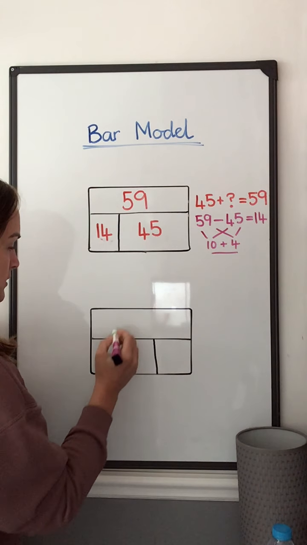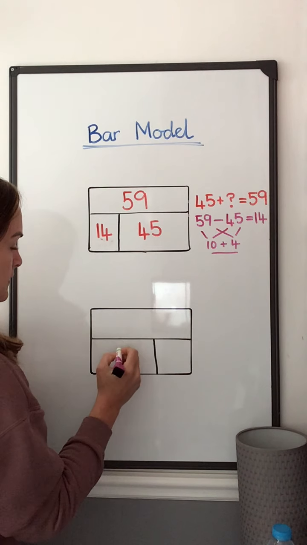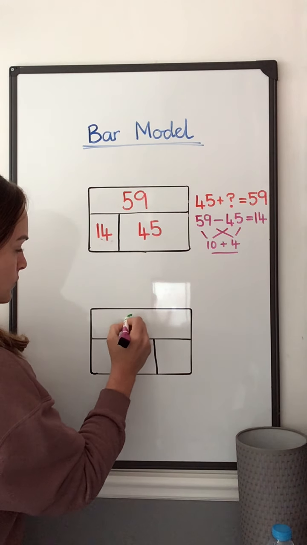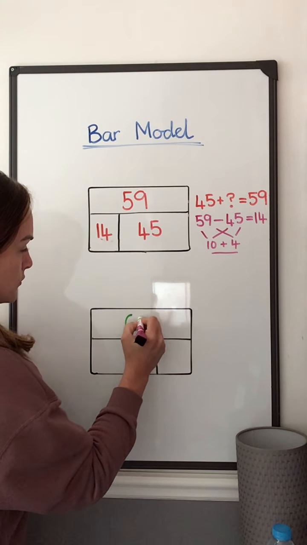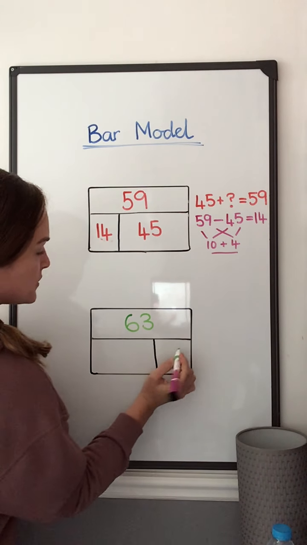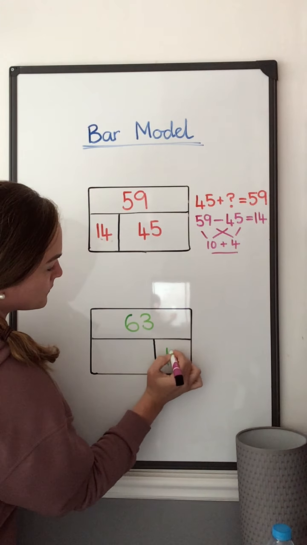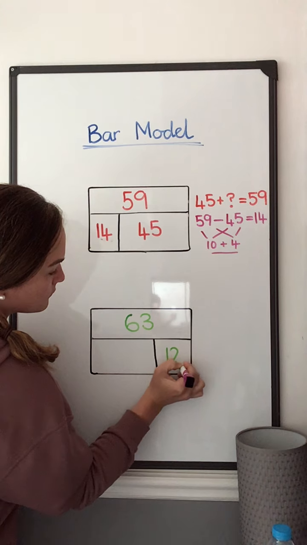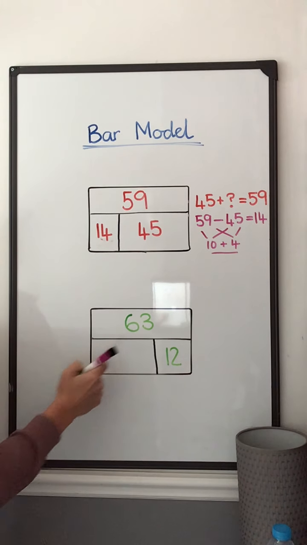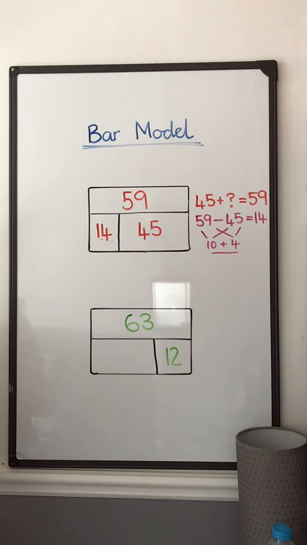Another way, here, we put the total in. I'm going to put the smaller number in this time. Now I need to find this number. Have a think about how you can do this. What strategy will you use to complete this sum?